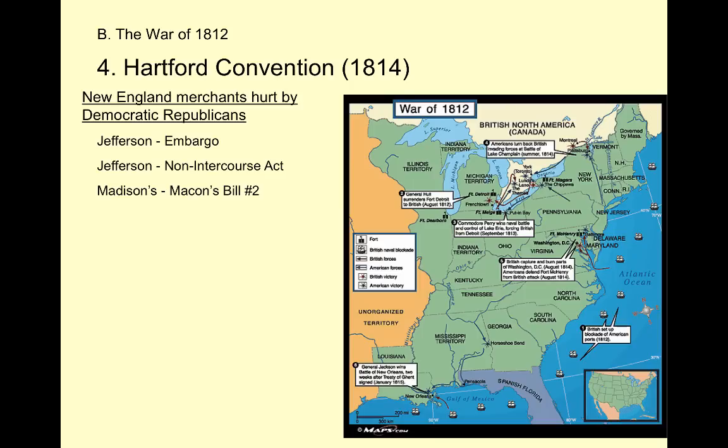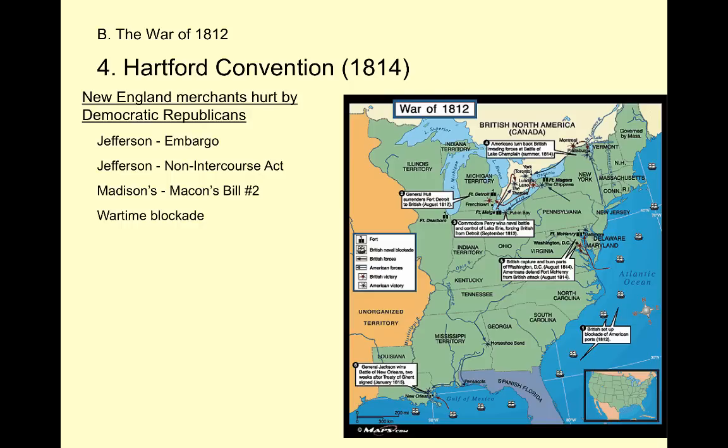And so over the years, the Federalists in New England have been suffering because a lot of the people in New England are merchants. And then when the War of 1812 starts, as you can see in this map, the English Navy puts up a blockade so we can't trade with anybody. And so for years, the Federalists have been angry at the Democratic Republicans in Washington, D.C.